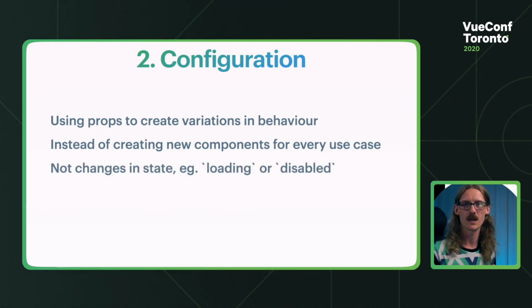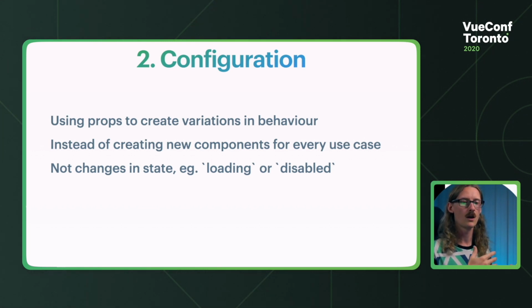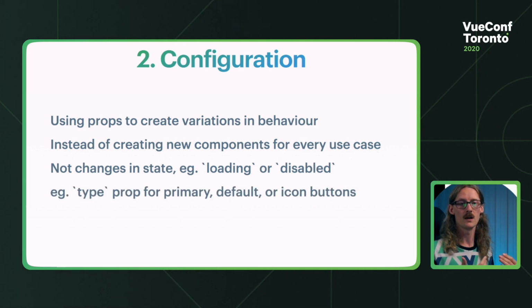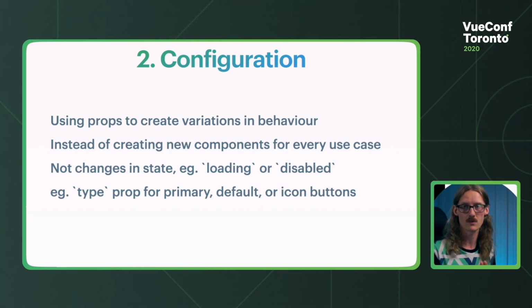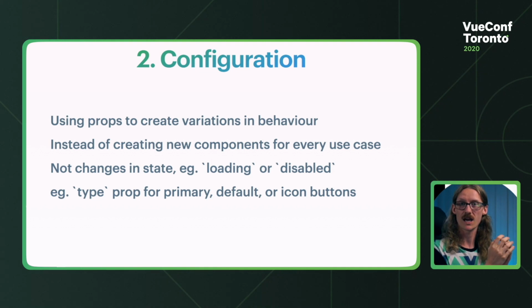Now this is different than changing the state of a component. For example, our button component could have a loading state or a disabled state, but I wouldn't consider that to be part of configuration. The data that's being used in the component is also not part of the configuration. So the text that's on the button, for example, would not be part of that configuration. But if we used a type prop to create a primary and a default button type, or to create a button that just has an icon on it and no text, then that would be an example of configuration.